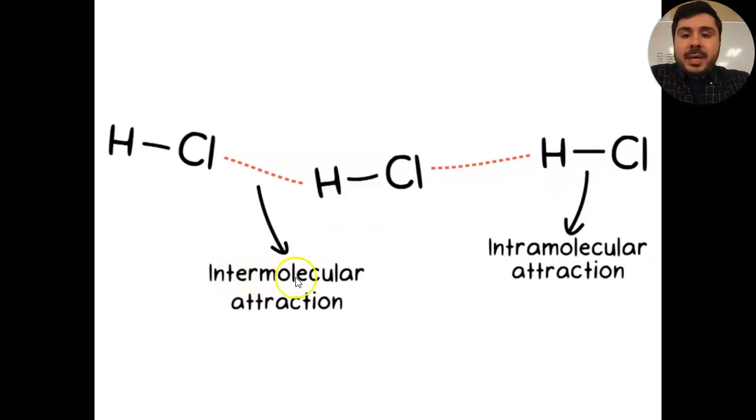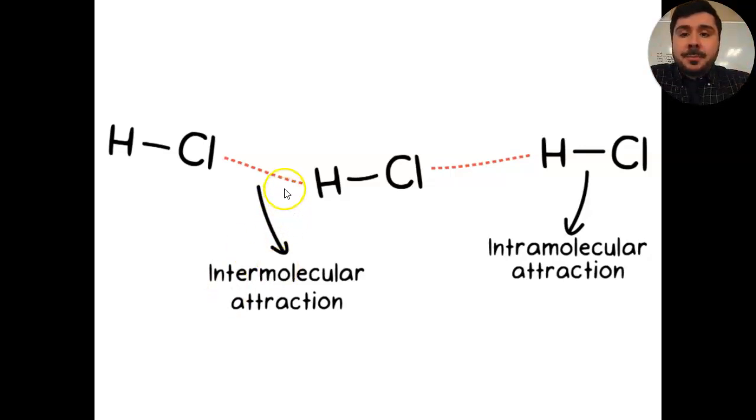However, when I talk about intermolecular attraction, right? That's talking about the fact that on this screen, in this graphic here, we've got 1, 2, 3 different molecules of HCl. And those little red dotted lines kind of show you the attraction between a Cl and an H of different molecules, right? Because there is still some attraction.